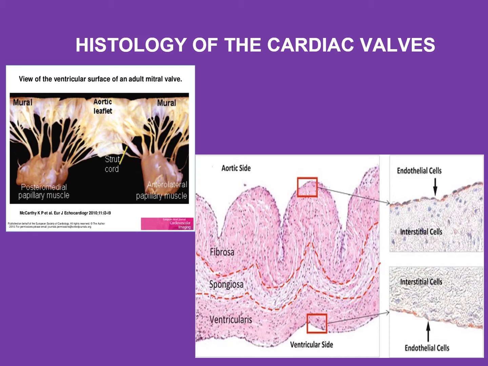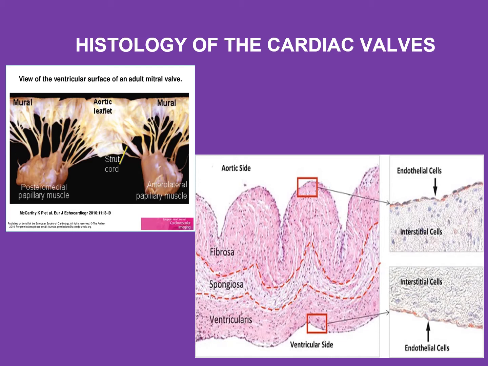Now let's go to the histology of the cardiac valves. We often encounter valves in our setting, but we rarely discuss the histology of the valve in detail. The valve has three layers. We have the ventricularis, which is located on the ventricular side, the spongiosa layer in the middle, and of course at the aortic side would be your fibrosa layer.